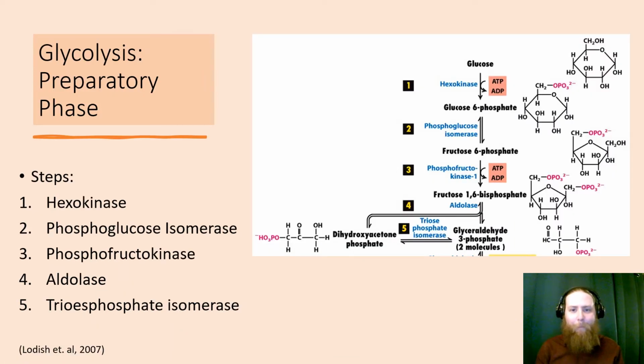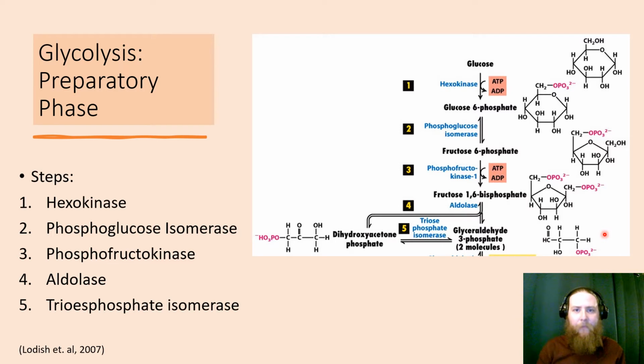In the preparatory phase of glycolysis, we are going to go through 5 steps. I've listed the enzymes here for the steps, and on the diagram here, you can see their structures and what they get formed into. Let's just go through it step by step, one at a time.